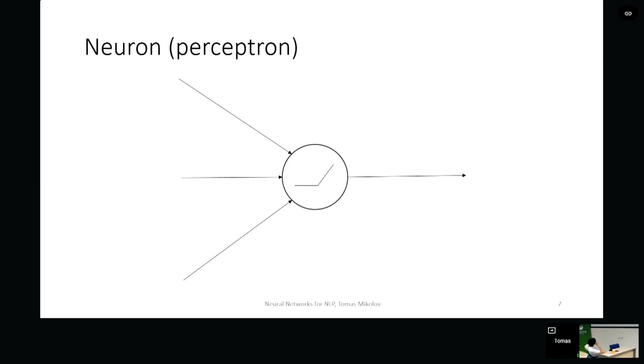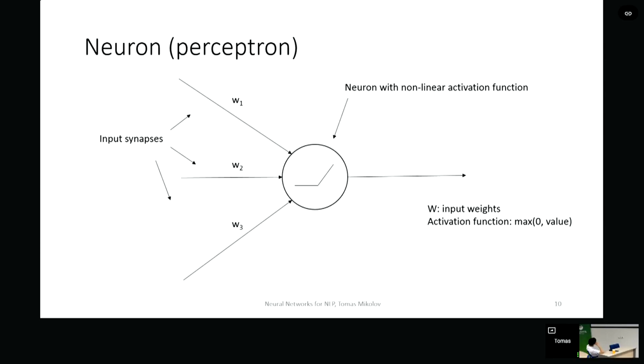So there are these input signals coming to this unit that we call a neuron, where these signals are summed together with weights that are given for each synapse. And then an activation function is applied, and the resulting number is basically the output of the neuron.